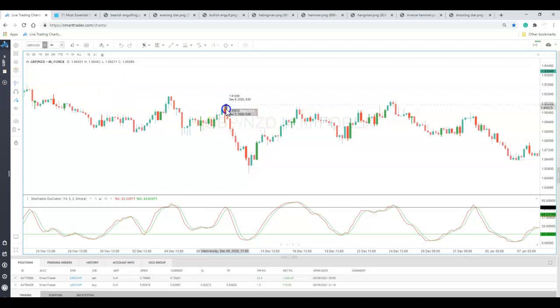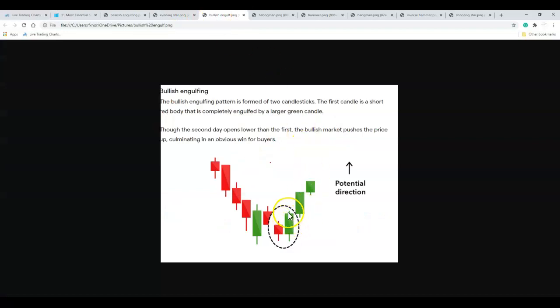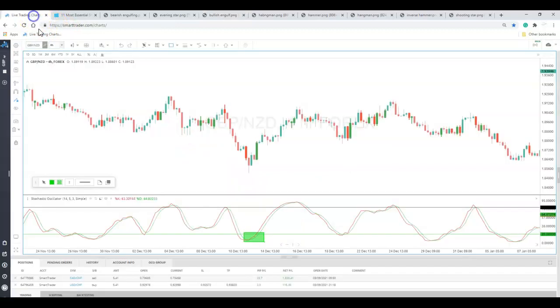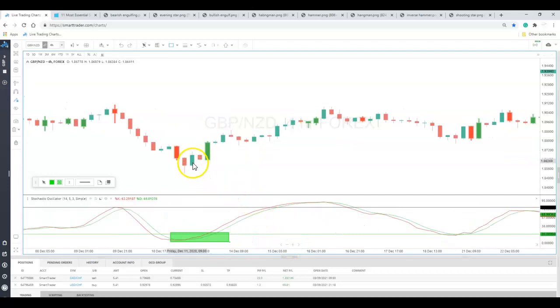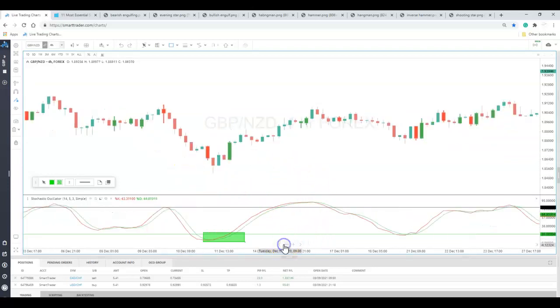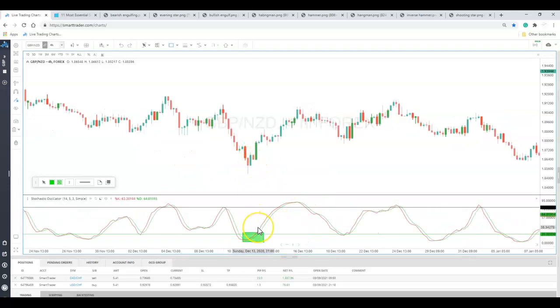We have price on pound New Zealand in a downtrend for about 590 pips. And then what happens, we have stochastics is oversold. We have a bullish engulfing candle. Again, the candle here engulfs the previous candle after a long sell-off. And that's what we see here. Just make it bigger for you. Notice that this candle engulfs the previous candle, and stochastics is oversold.